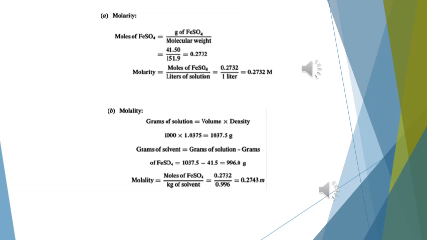By dividing the moles of ferrous sulfate by the weight of the solvent, we will get the molality. In this case, by dividing the number of moles, which is 0.2732, by 0.996, the molality of the solution is 0.2743. As you can see here, the expression of the molality is small m, while that of molarity is a capital M.